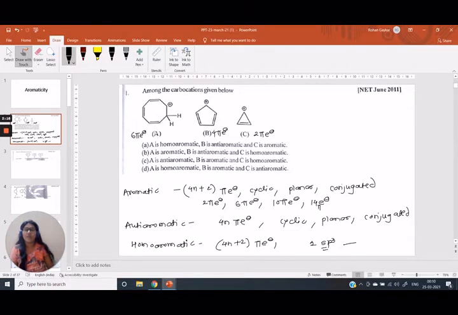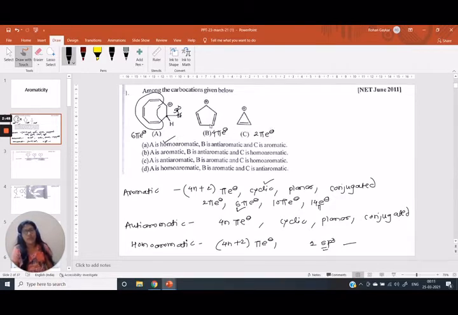Now we can see the solution. Here in compound A, A consists of 6 pi electrons. Therefore, it obeys the formula 4n plus 2 pi. The system is cyclic. The system is planar: this 6 pi electron part is planar, but due to this CH2 carbon, which is sp3 hybridized, the system is non-planar. And due to the sp3 hybridized carbon, compound A is homoaromatic.